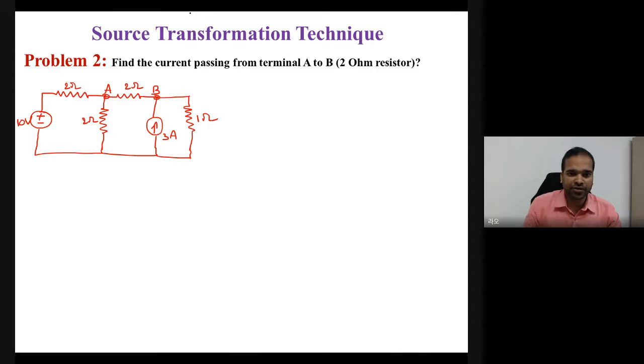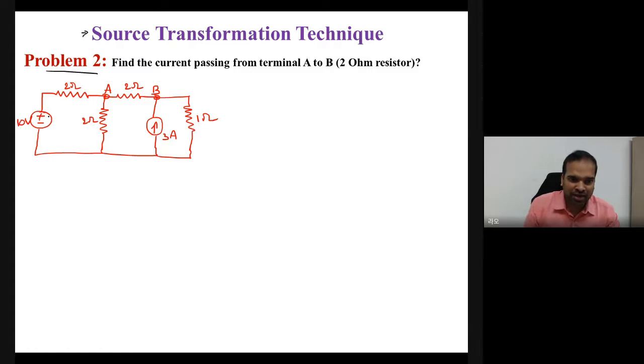Hello guys, now we are discussing problem number 2 on the source transformation technique. In our previous video, I already explained the concept of source transformation and how we can transform from current source to voltage source and voltage source to current source. Now in problem number 2, we have to find the current passing from terminal A to B. That is, you need to find the current at a 2 ohm resistor by using the source transformation technique.